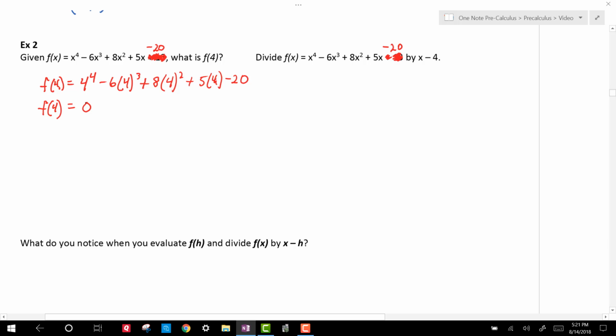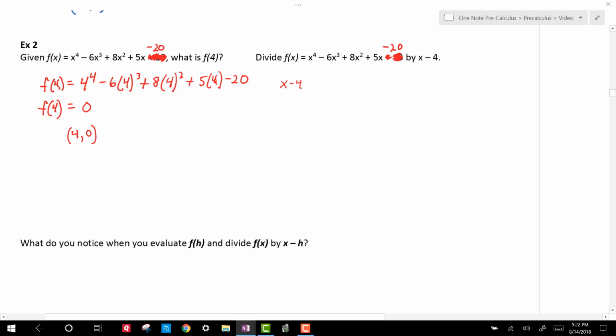equal 0 here. So when I go to divide by x minus 4, I better get a 0 remainder. What this is telling me is that I have the point 4, 0 on my graph. Okay? Which means that if I'm going to divide by x minus 4, that it better divide out with a 0 remainder. Let's take a look.